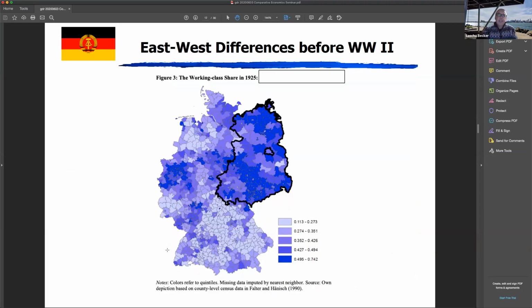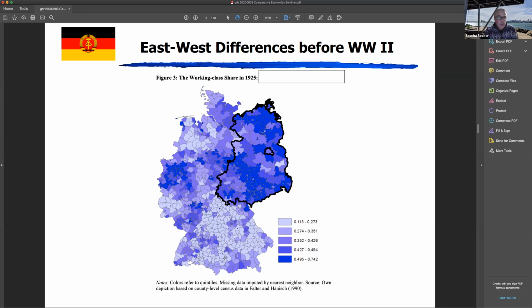So here's a first example of a map that we show in the paper, where we display the working class share in the different parts of Germany. All of this is at the county level in 1925, one of the censuses in the Weimar era, and the working class share measures blue-collar workers. You see that as a whole, the GDR has a substantially darker blue, so a higher share of blue-collar workers, working class people, than the West.